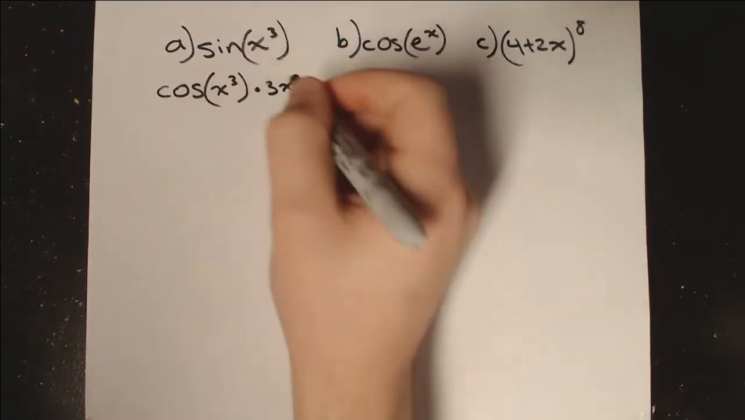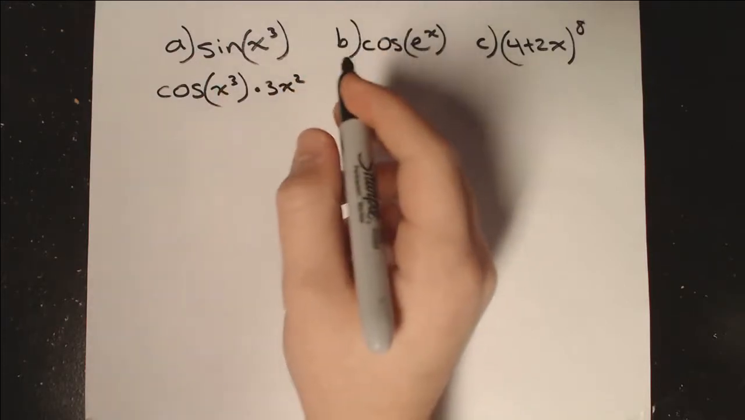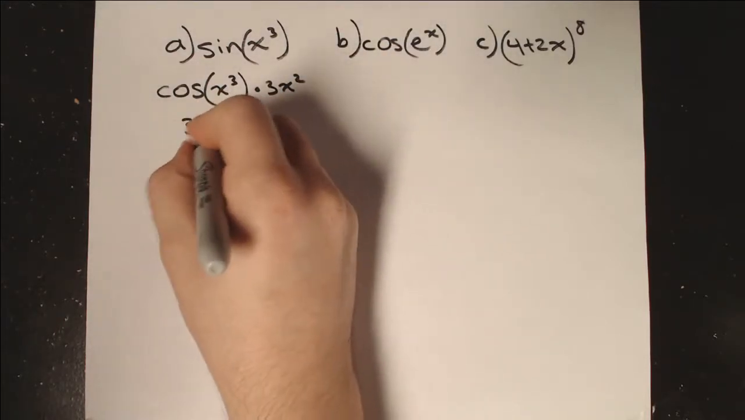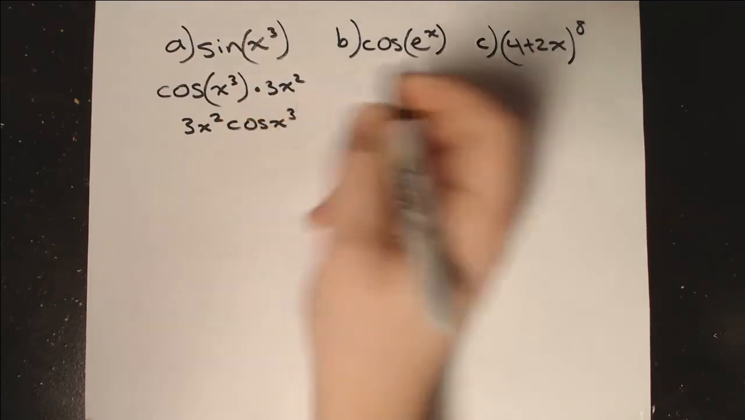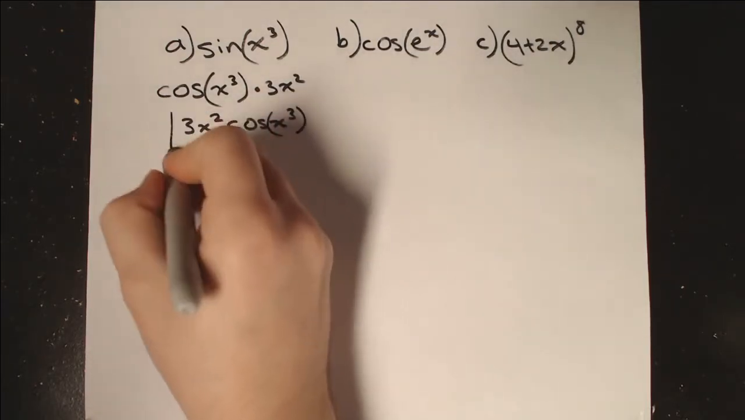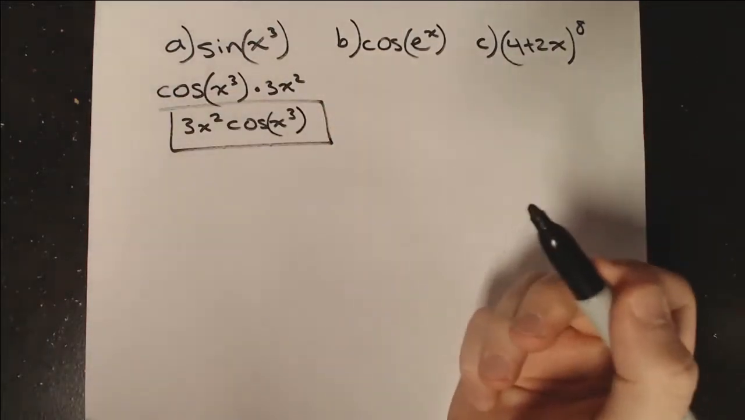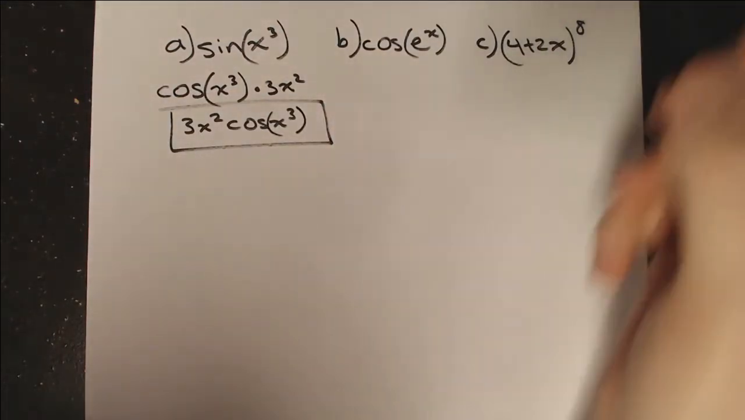And I like to usually move the algebraic terms in front before the trig function. So we'll say our final answer here is 3x squared cosine x cubed. And that's A, it's done. Chain rule's relatively simple there.